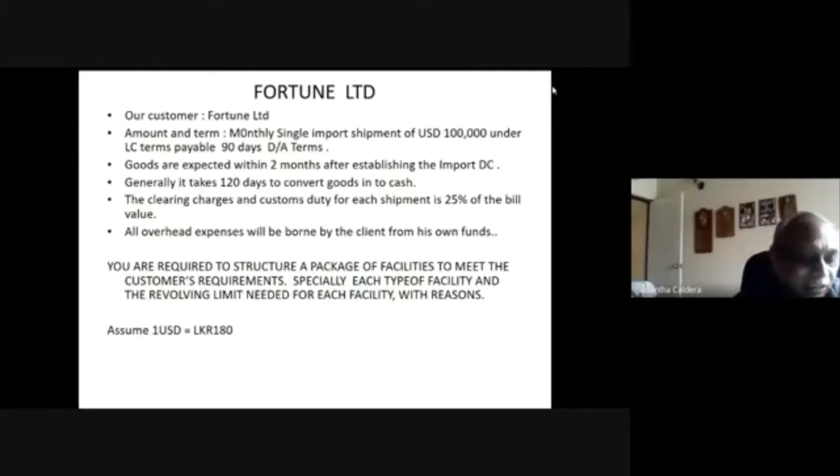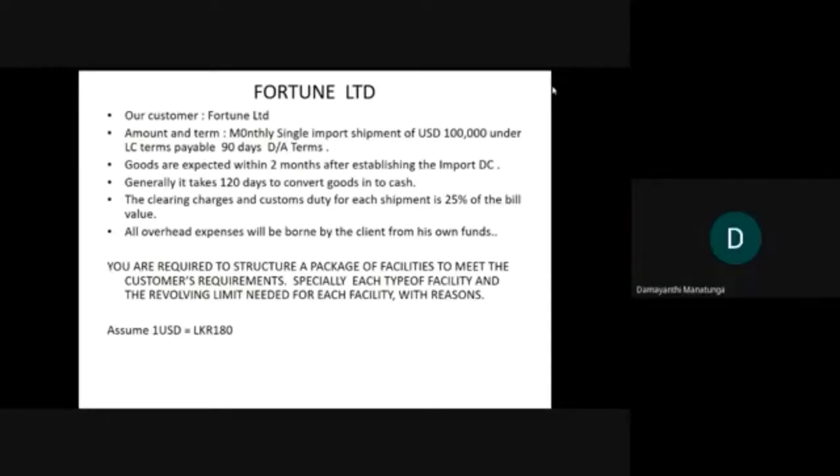Overdraft facility to accommodate clearing charges and custom duty. Why shouldn't we give the STLs for this clearance or duty charges?